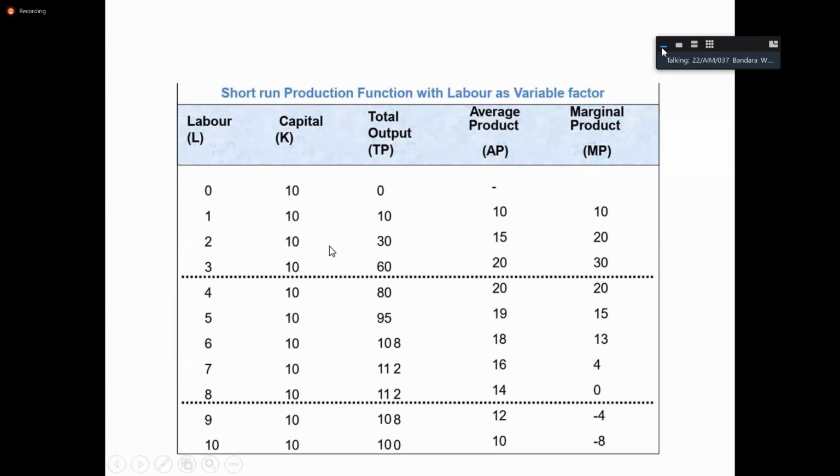Excuse me. Marginal What should be product. best? Hello?